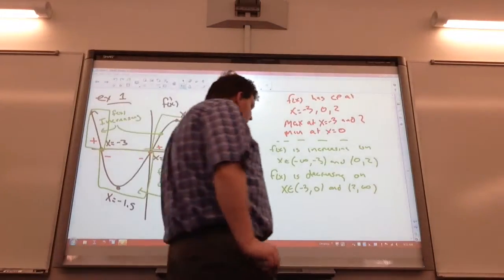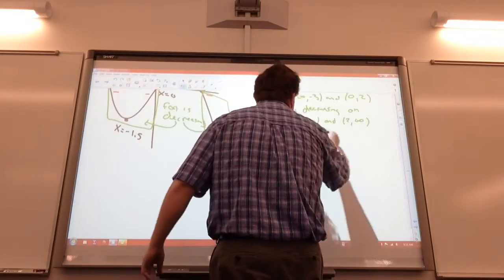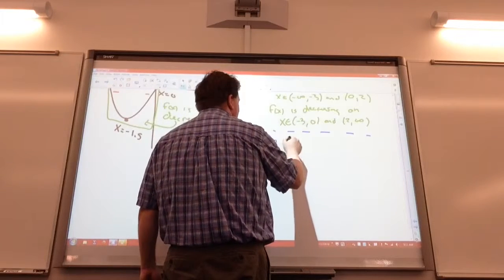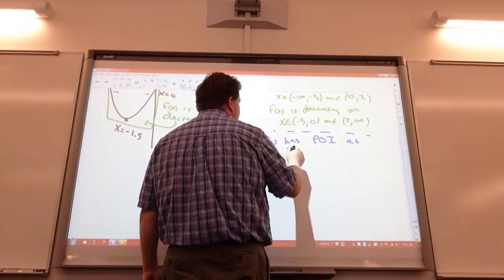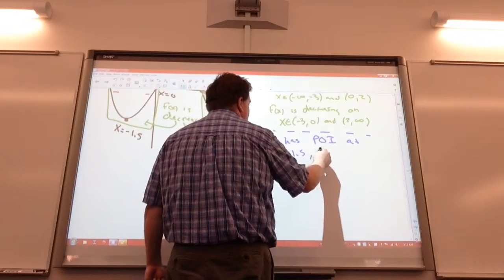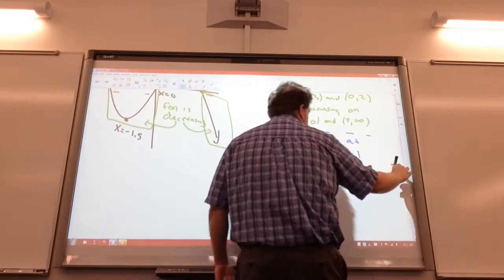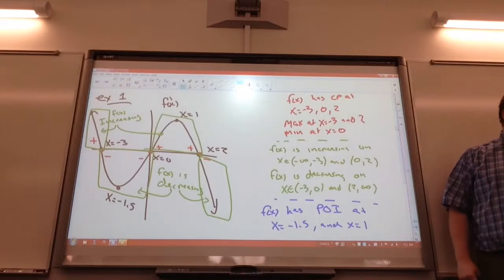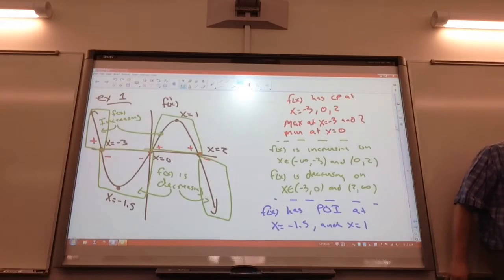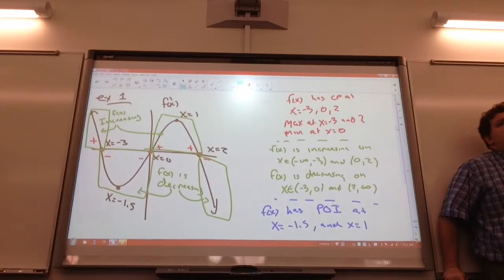So, I can come through here now and talk about concavity of this thing. I could say f of x has points of inflection at x equals negative 1.5 and x equals 1, right? Because those are the two locations where f double prime of x is going to be 0. Again, all determined by this graph. That can also help me tell what the concavity is doing. When is f of x concave up?